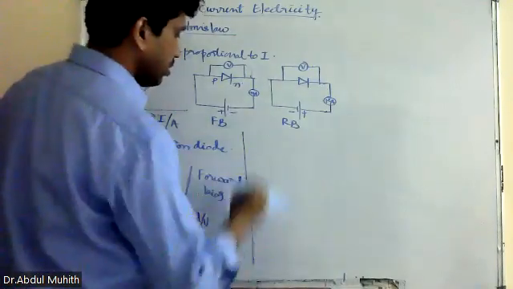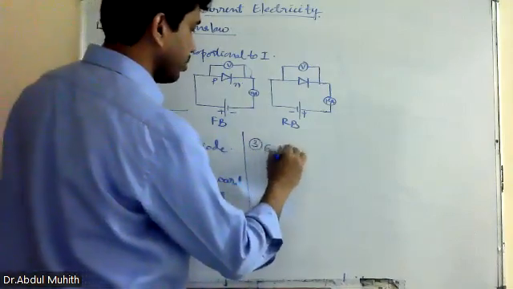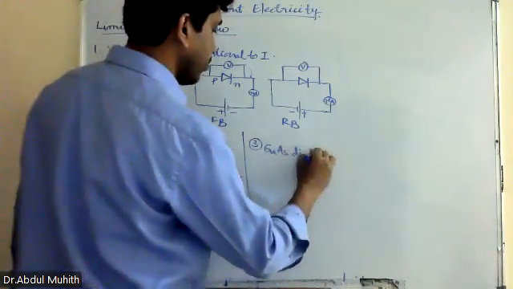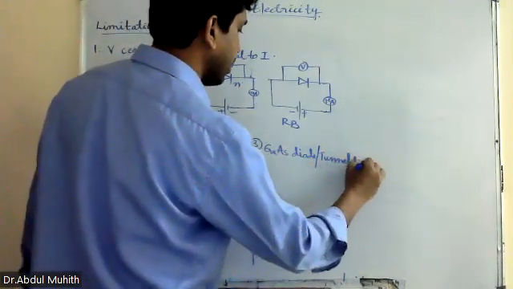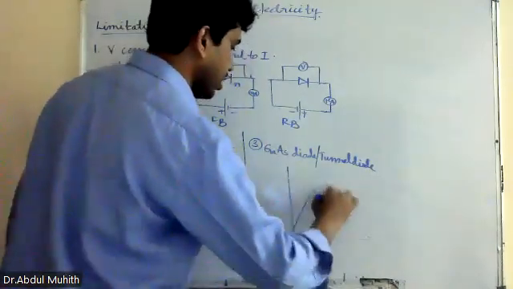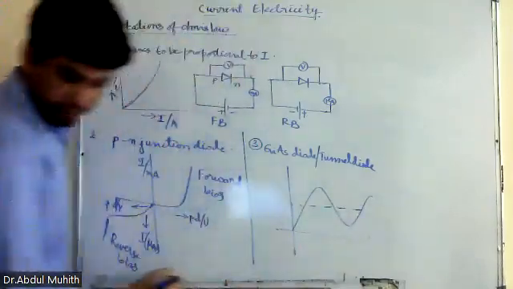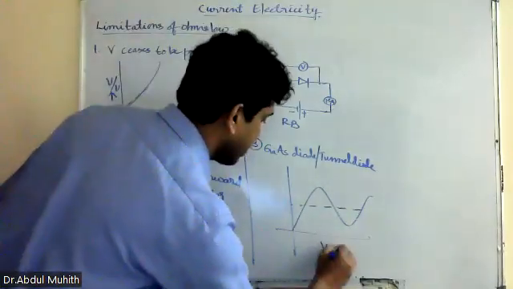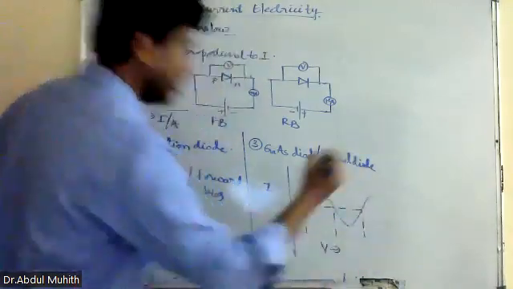Third drawback. What is the third drawback? If you take a gallium arsenide diode, also known as a tunnel diode. In a tunnel diode, what will happen? If you draw the characteristic graph, it is something like this. It means that for three different voltages, the current is the same. See, for this voltage, this voltage, this voltage, the current is same.